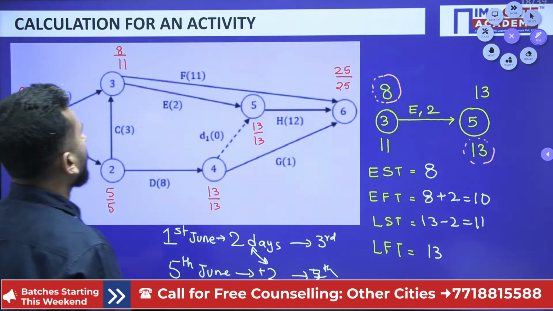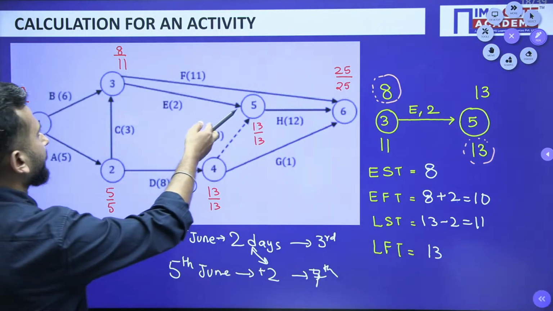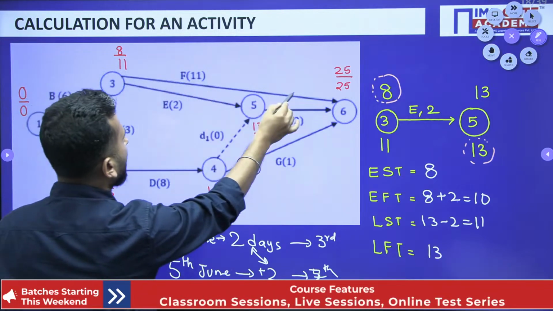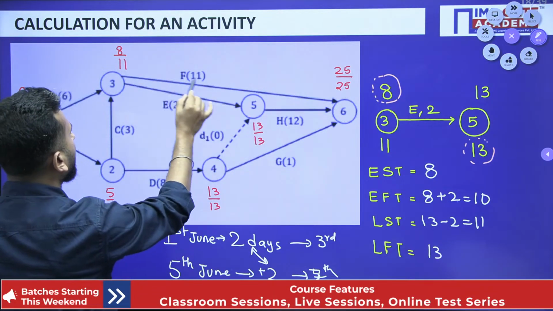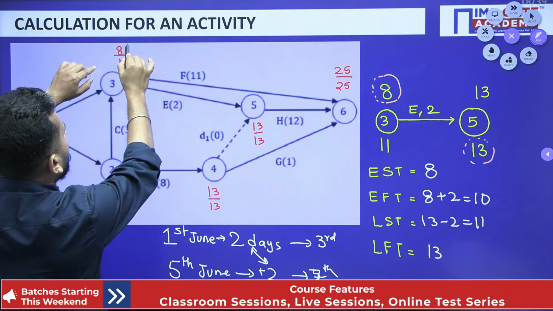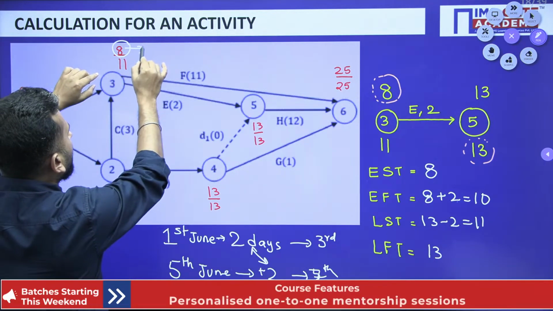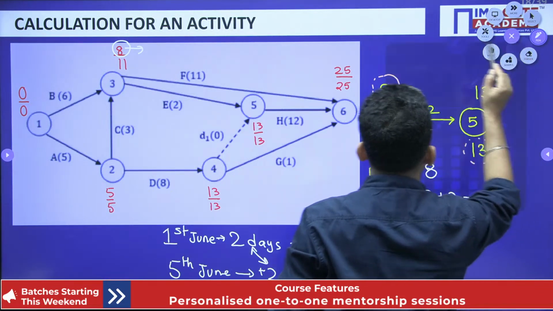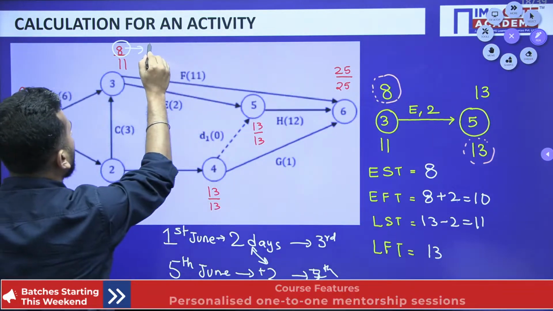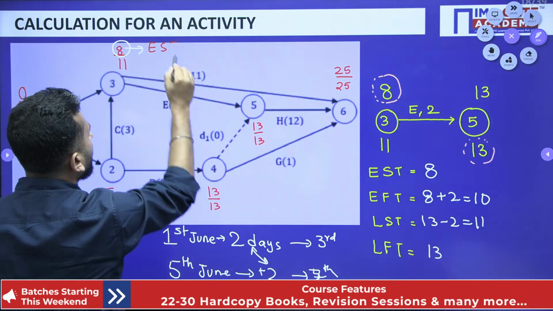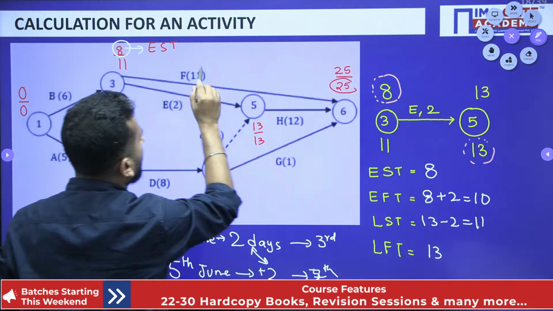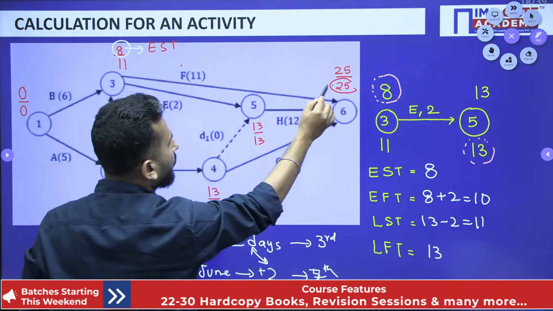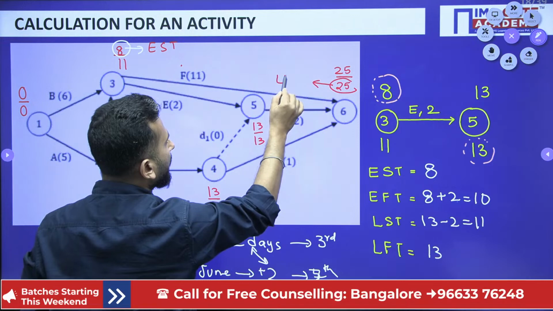Right? So you can do this very easily. For example, if I consider activity F, this 8 is my earliest start time. This 25, now I am considering activity F, is my latest finish time.